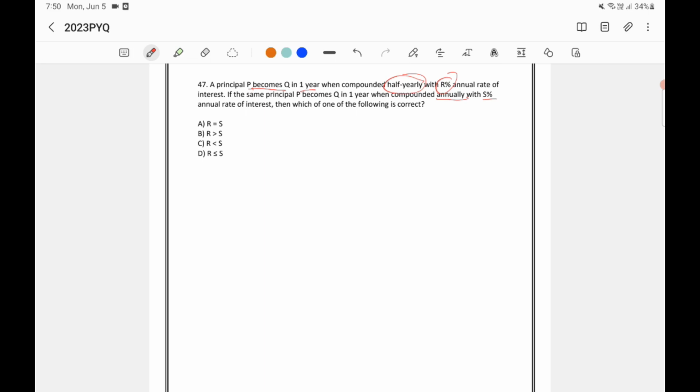Now here it's better if you can assume a value. So I am assuming the principal is equal to 10,000. Let's say P is equal to 10,000. Now here let's assume that R% is equal to 10%. So initially it is compounded half yearly, so we need to consider half of 10, that is 5. We need to consider 5%, because its annual rate is 10% and it is calculating half yearly.